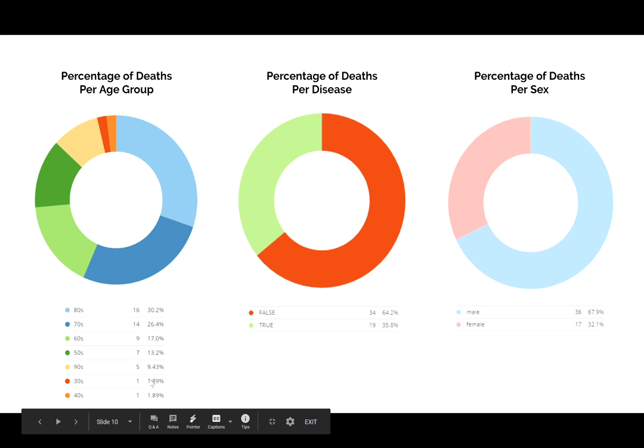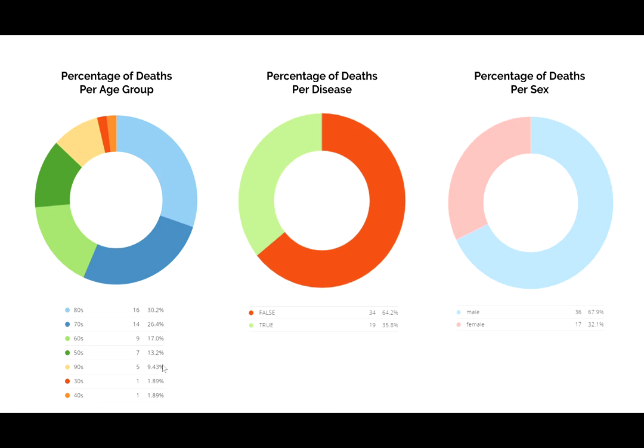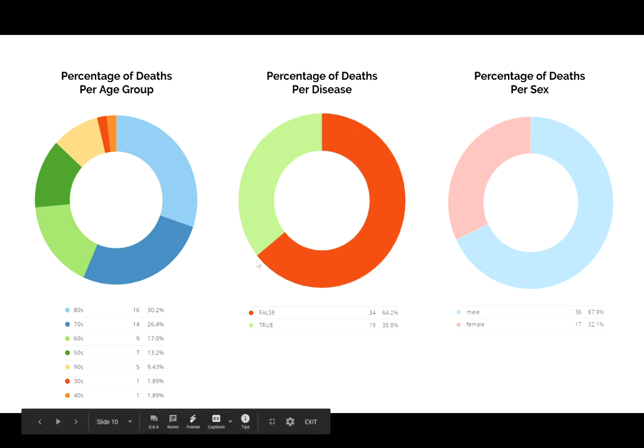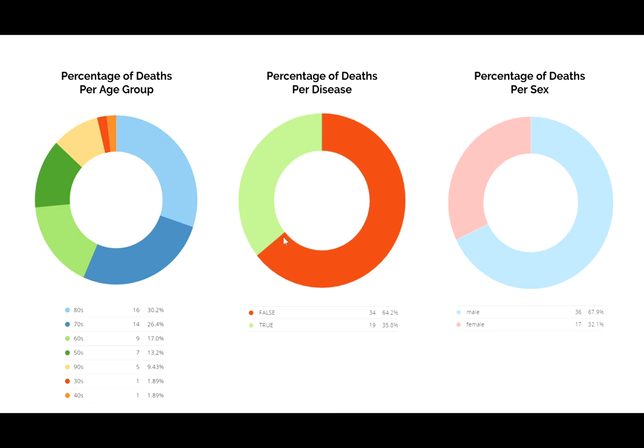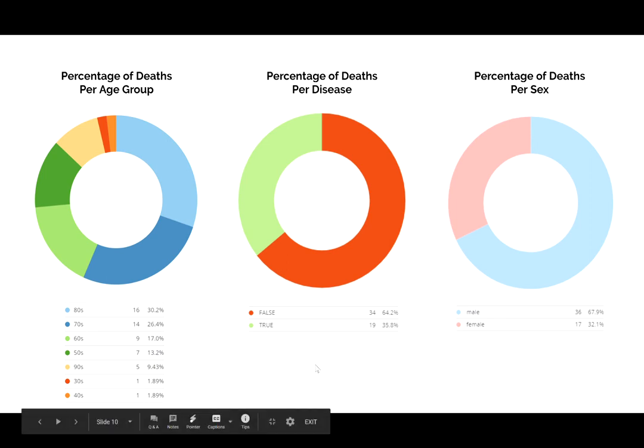And this makes sense because they are just more prone to getting the disease and also having underlying conditions. And then you can see right here the percentage of deaths per disease. And so right here you can see that most, 64.2% of them, did not have an underlying condition, but 35.8% did. And so this still plays some factor into it, but age seems to be a bit larger factor.